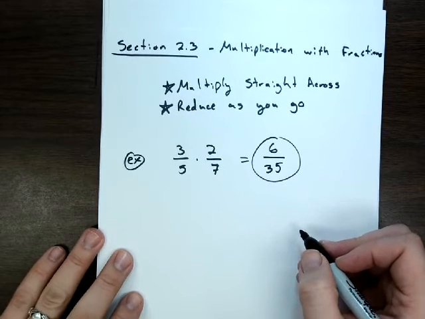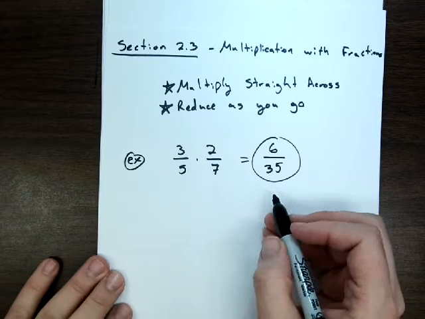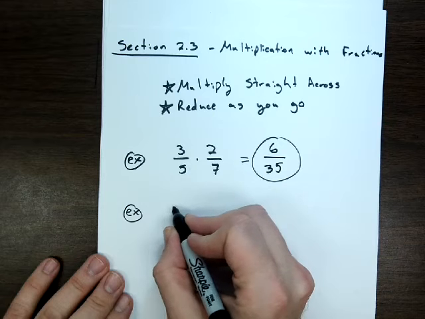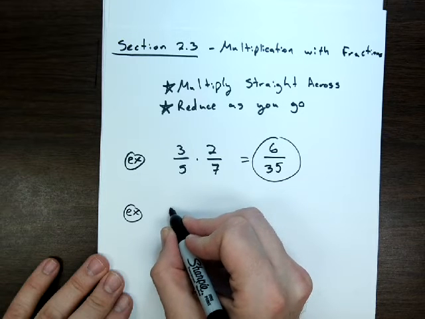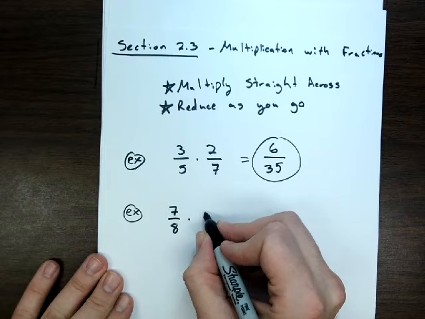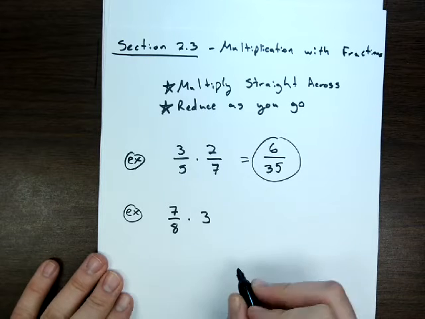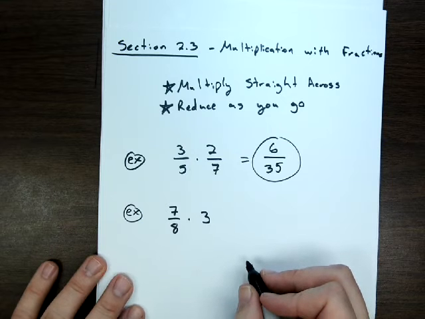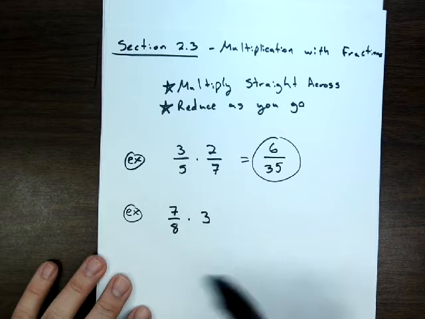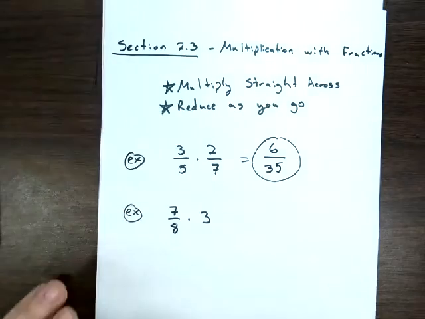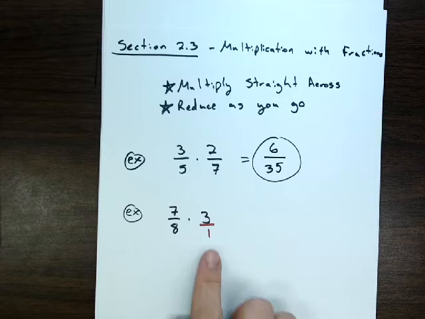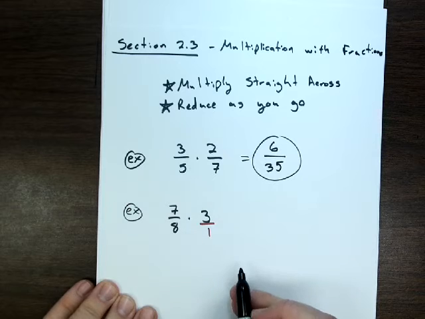Now, we can also do this with whole numbers involved as well. Say I've got 7/8, and I multiply this by 3. With something like this, I can make this whole number into a fraction very easily by putting it over 1. As soon as I put that whole number over 1, now I can multiply straight across.